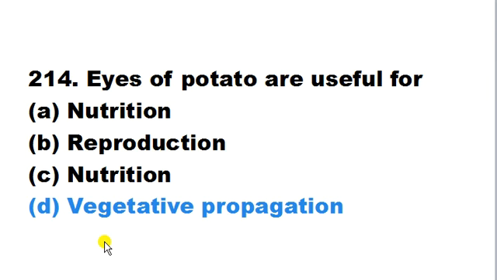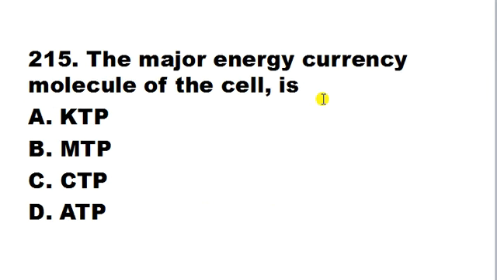The major energy currency molecule of the cell is: A. KTP, B. MTP, C. CTP, D. ATP. So here the correct answer is D. That means ATP, also known as adenosine triphosphate. It is a nucleotide and its main function is to store and transport energy in the cell. The major energy currency molecule of the cell is ATP.